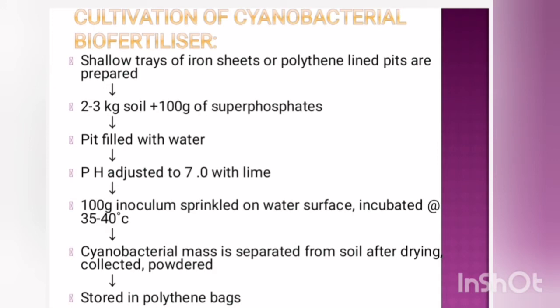Next, cultivation of cyanobacterial biofertilizer. First, shallow trays of iron sheets or polythene lined pits are prepared. Then 2 to 3 kg soil and 100 gram of superphosphate are added. Then the pit is filled with water. Here the pH is adjusted to 7 with lime. Then after the pH adjustment, 100 gram of inoculum is sprinkled on the water surface. Then it is incubated at 35 to 40 degrees Celsius. Then the cyanobacterial mass is separated from the soil after drying, collected and powdered. Then it is stored in polythene bags.